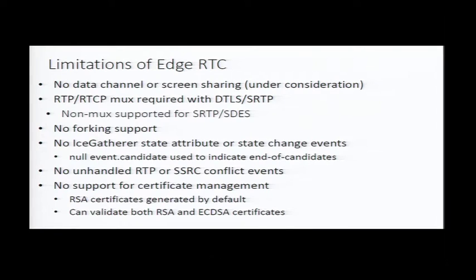So a few limitations: we don't have the data channel or screen sharing. That is, they're both under consideration. We do not support forking, which is something that is in ORTC, but in our implementation, you can only have a single ICE transport per every ICE gatherer. To detect state transitions, we don't support the ICE gatherer state attribute or state change events, so you have to look for the null event.candidate to find the end of candidates. We don't support unhandled RTP or SSRC conflict, and I mentioned the certificate management issues.